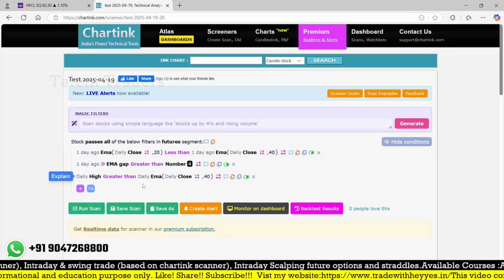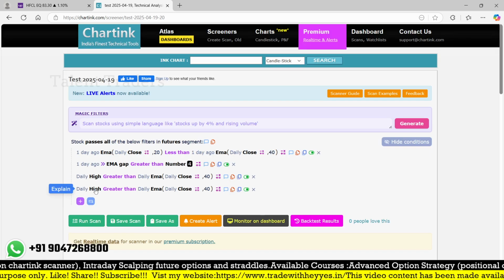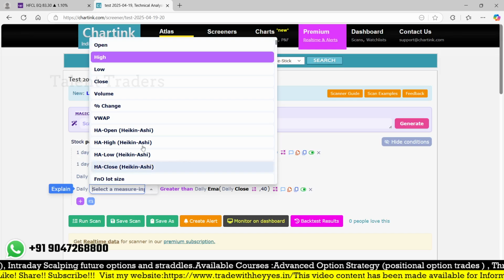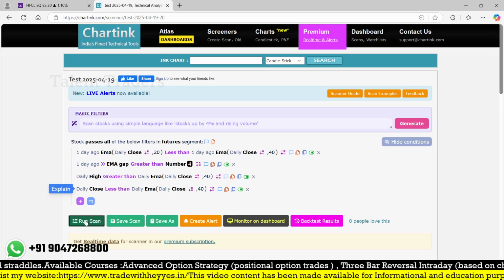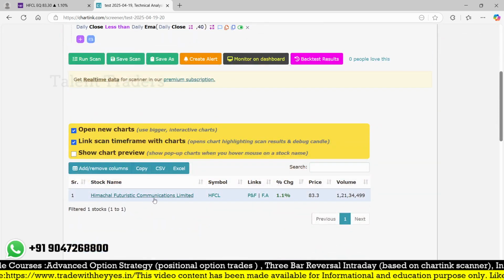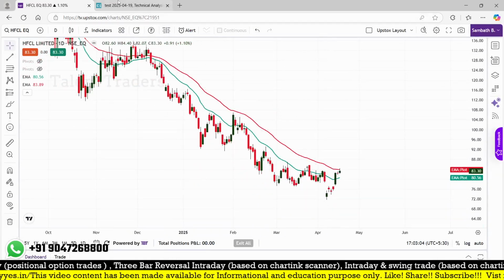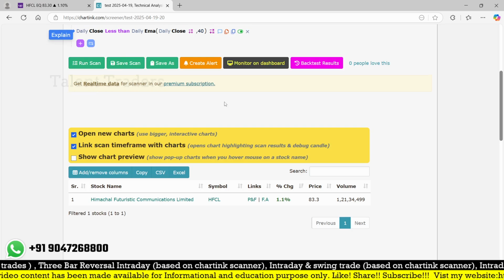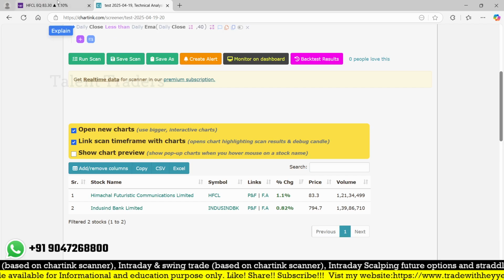So one more condition, the high is greater than, and same which you can use it, the close of that particular candle must be less than, and it will be only this one and HFCL only. Okay, so one more stock is removed. Without this condition, we have one more stock, that is IndusInd Bank. Let me check IndusInd Bank.